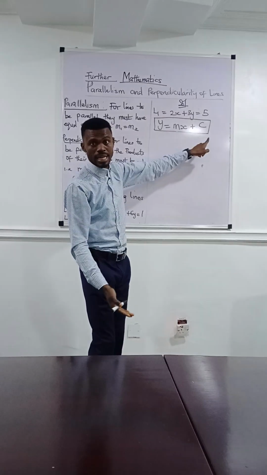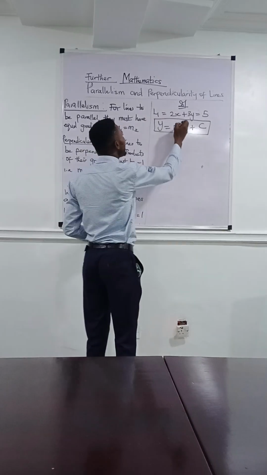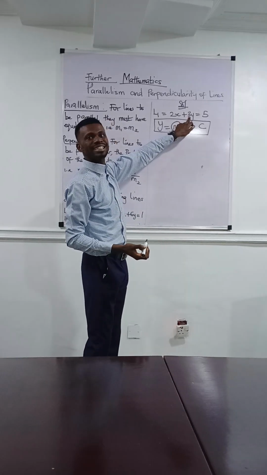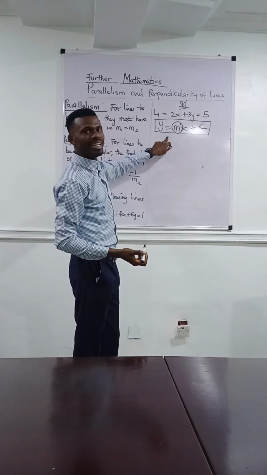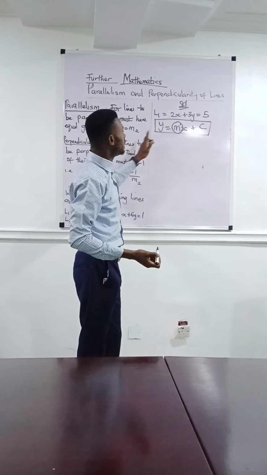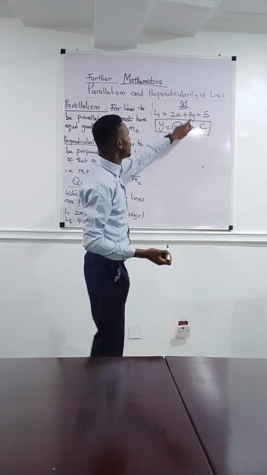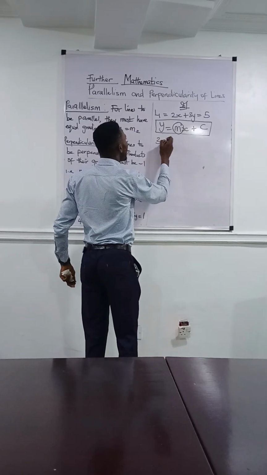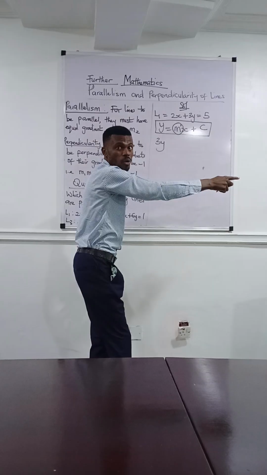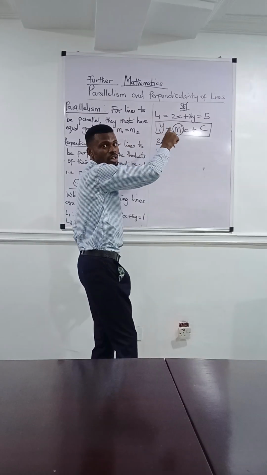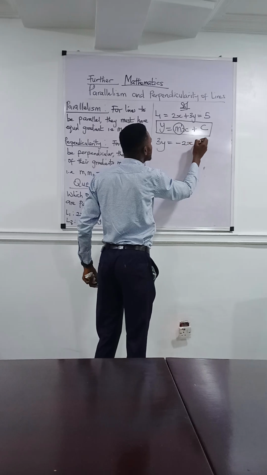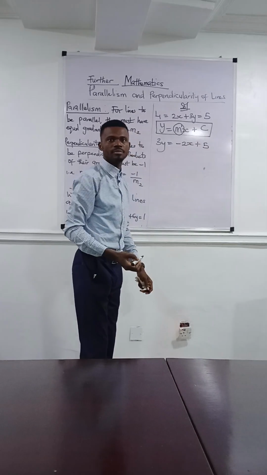So I'm interested in my m, that's the gradient. First thing first, I have to make this L1 equivalent to this format. So I need to have my y on the left hand side, then the mx plus c on the right hand side. So 3y will remain on the left hand side, then 2x will cross. When 2x is crossing, plus changes to what? Minus. So this becomes 3y equals minus 2x, then plus 5.